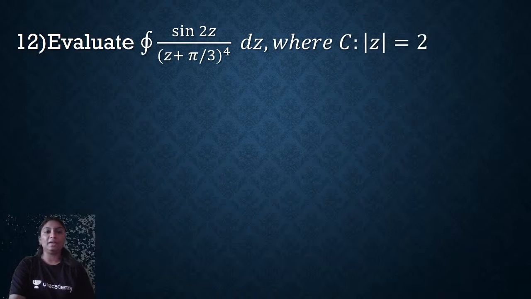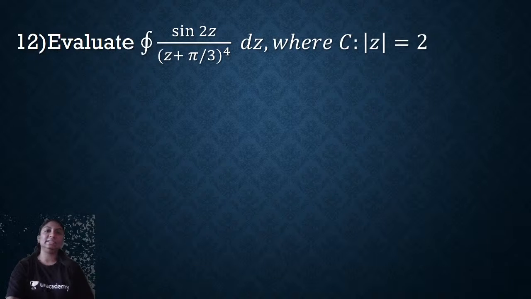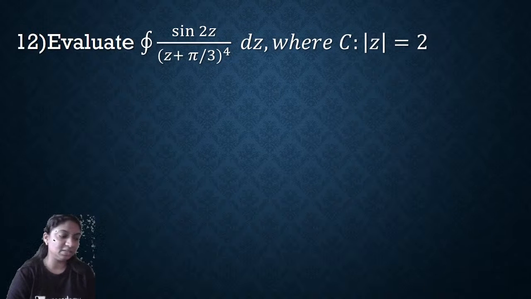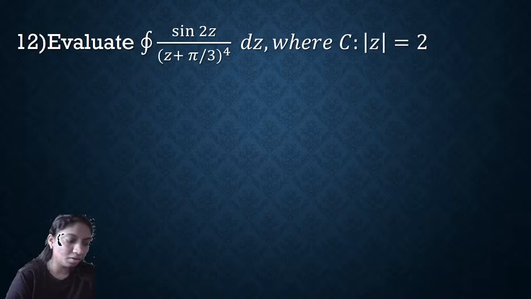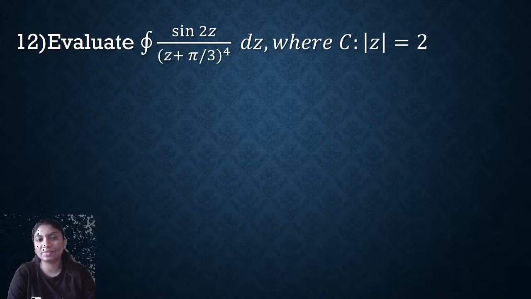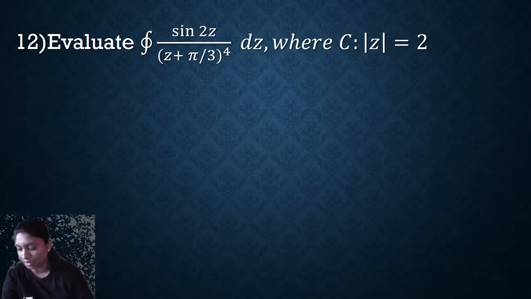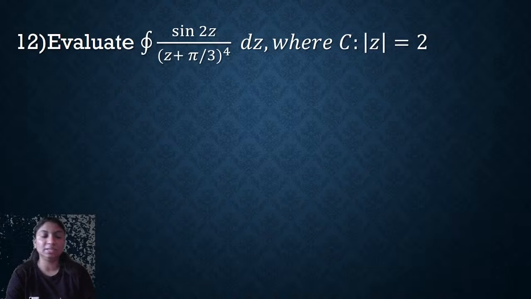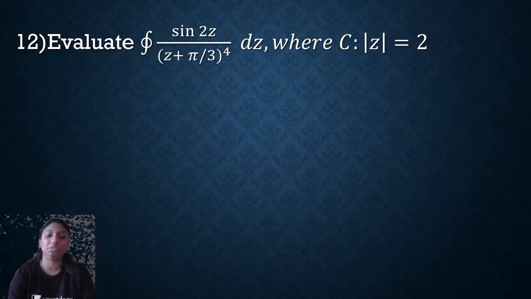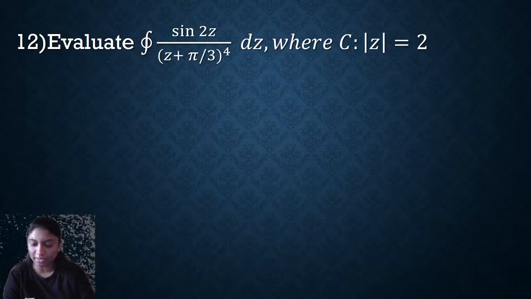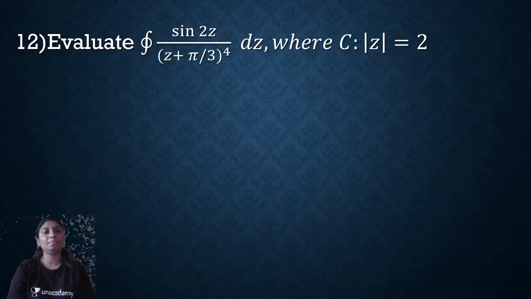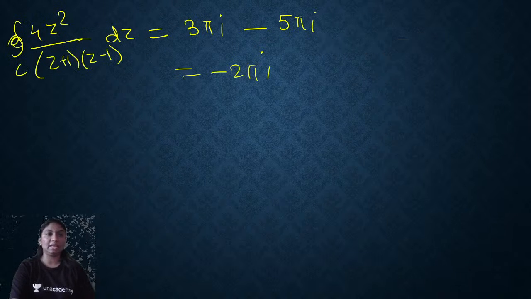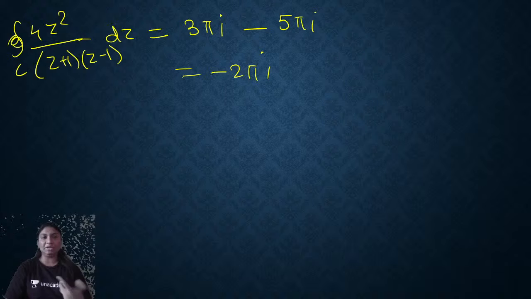The integral of something upon z minus pi by 3 raised to 4 dz, where mod z is equal to 2 is the circle. So z is equal to pi by 3 is a pole of order 4, and the circle has radius 2, so obviously it lies inside the contour. So by using Cauchy's integral formula, we'll get the result. Okay, thank you so much. You can solve this example in the same manner, and the remaining part we will continue in the next lecture.